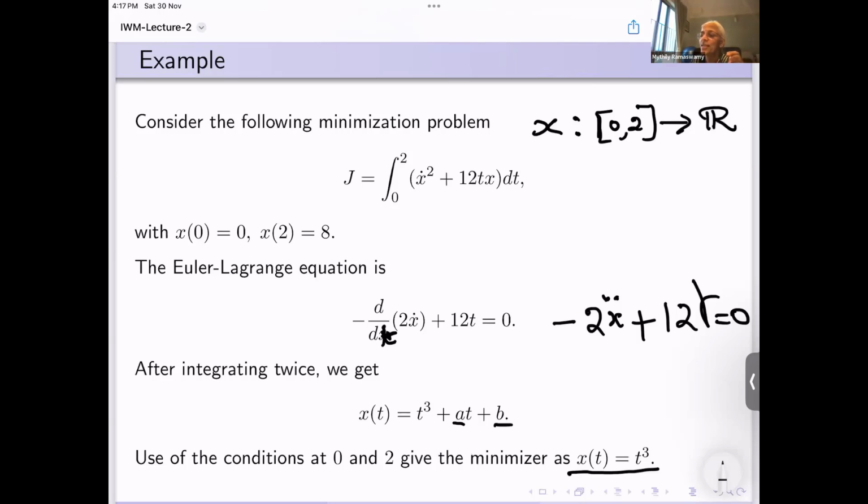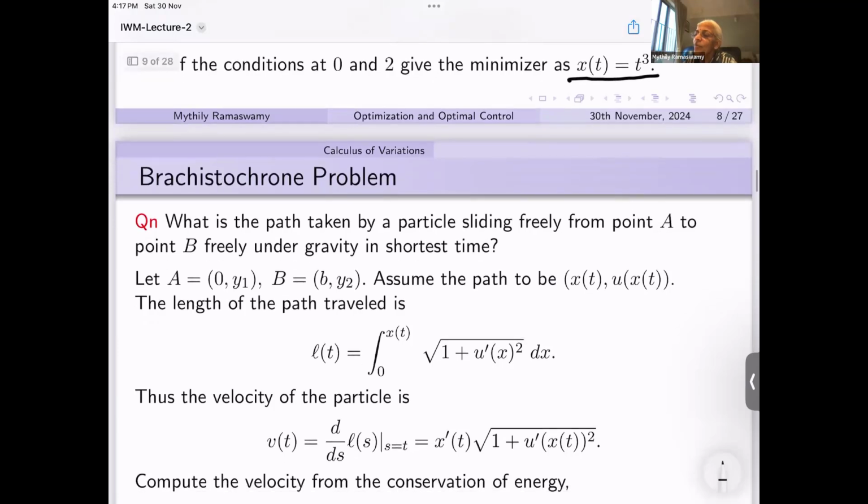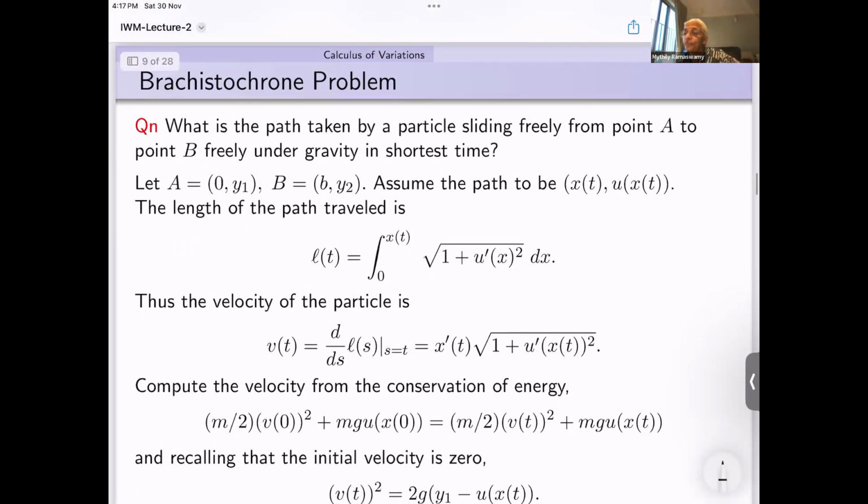So now that we understand how to use the Euler-Lagrange equations, let us go to our Brachistochrone problem. And here we first have to formulate the problem. What is the path taken by a particle sliding freely from point A to point B under gravity in shortest time? There is no friction. Okay. So for simplicity, let's take A to be (0, y1) and B to be some (b, y2).